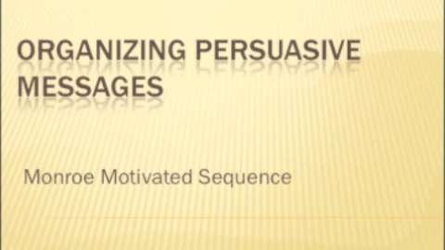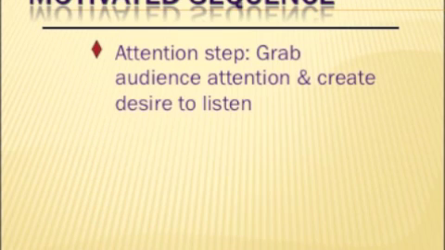The Monroe Motivated Sequence involves 5 steps. I'm just going to preview the 5 steps and define them very quickly. The first is the attention step. All that is really your introduction, but it's grabbing your audience's attention and creating a desire to listen. So you've got the attention step. That's pulling your audience in.